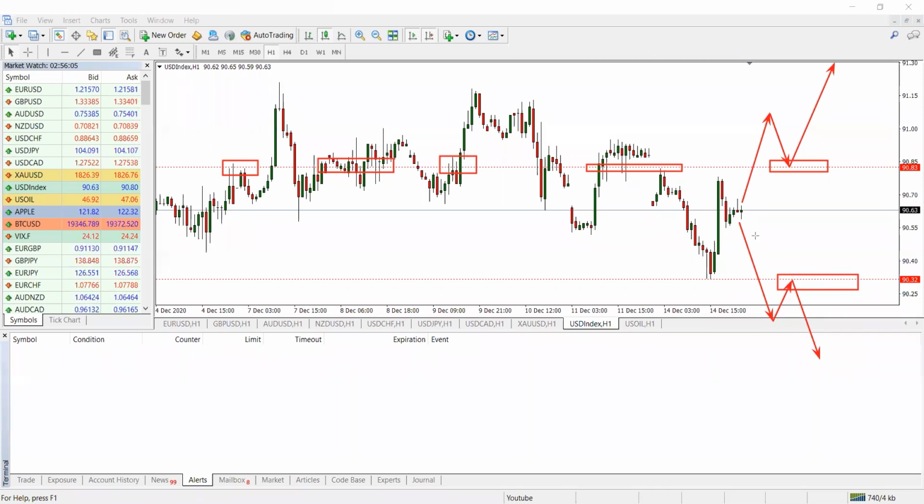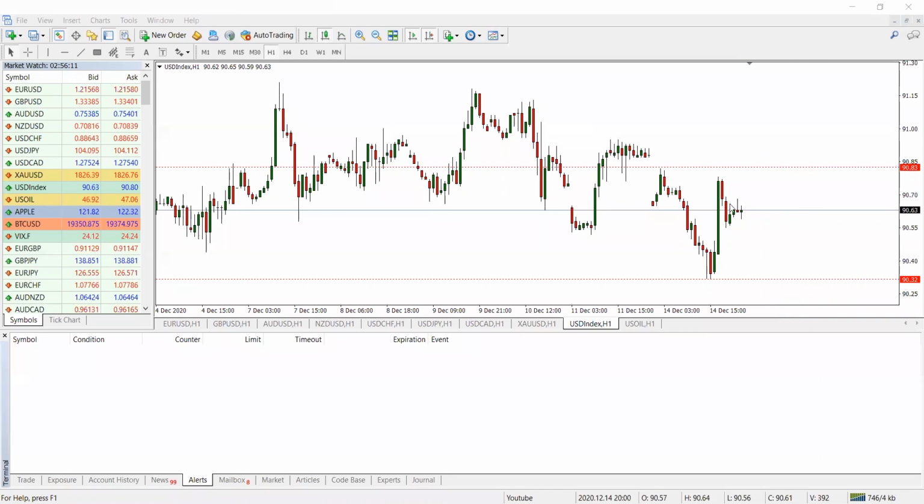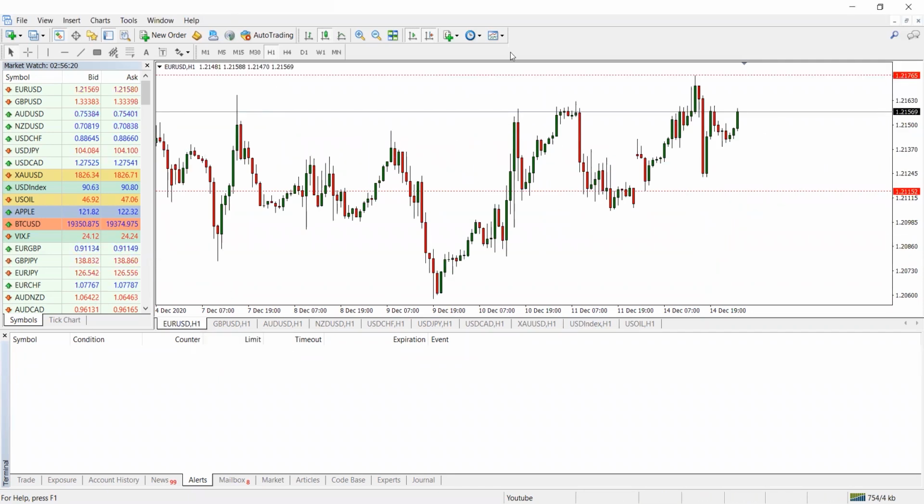And of course, the market could still go sideways today, right? But only time will tell. Now, if the dollar index should push higher, right, that means that the dollar is strong, and then we'll be expecting Euro USD to drop. So either way, dropping Euro USD, then we're looking out for something that looks like this.